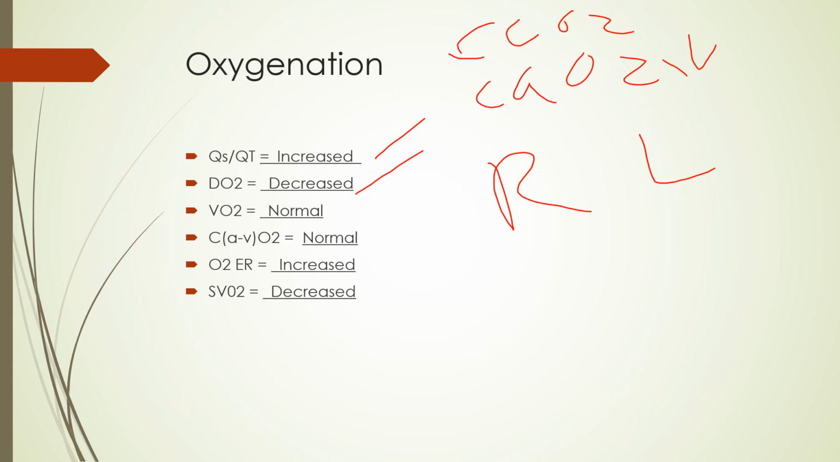VO2, your consumption, is going to be normal. And then your extraction ratio is going to be increased because your DO2 is decreased here, right? It's not a metabolic thing. And then your venous saturation is going to be decreased because your CcO2 was low, therefore your CaO2 is low, therefore your venous saturation will be low, right? It's all downstream from there.